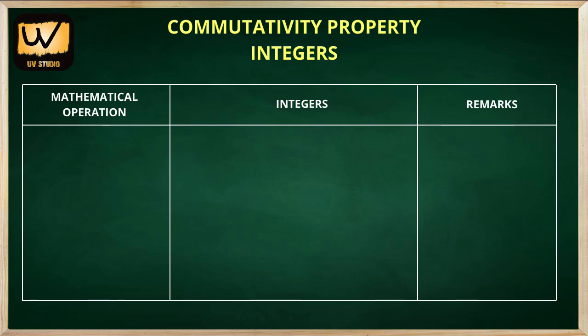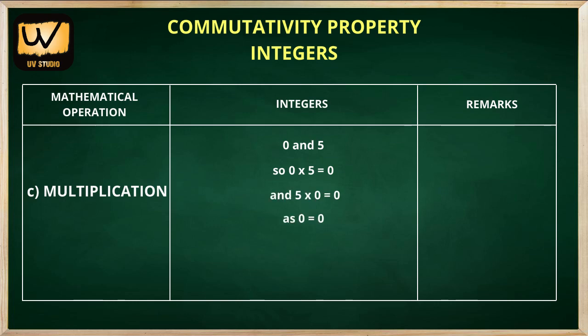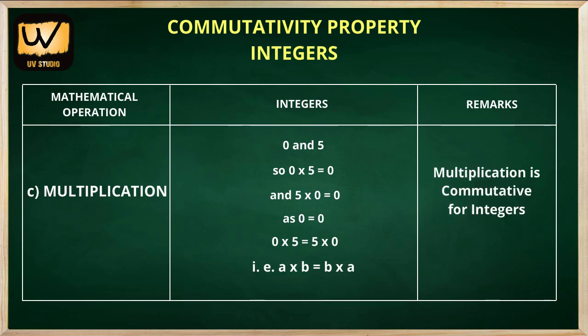Shall we go to the third mathematical operation? Yes, that is multiplication. And let the integers be 0 and 5. Multiplication, 0 into 5 is equal to 0 and 5 into 0 is equal to 0. As 0 is equal to 0, therefore it means 0 into 5 is equal to 5 into 0. That is, a into b is equal to b into a. What's the remark? Multiplication is commutative for integers.